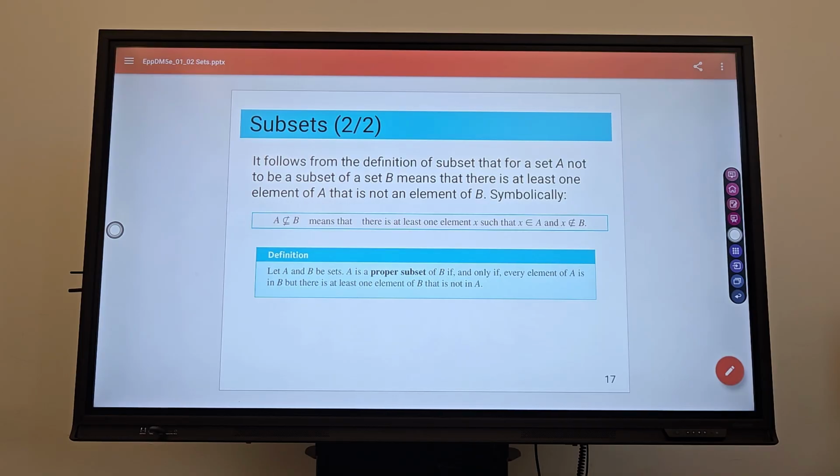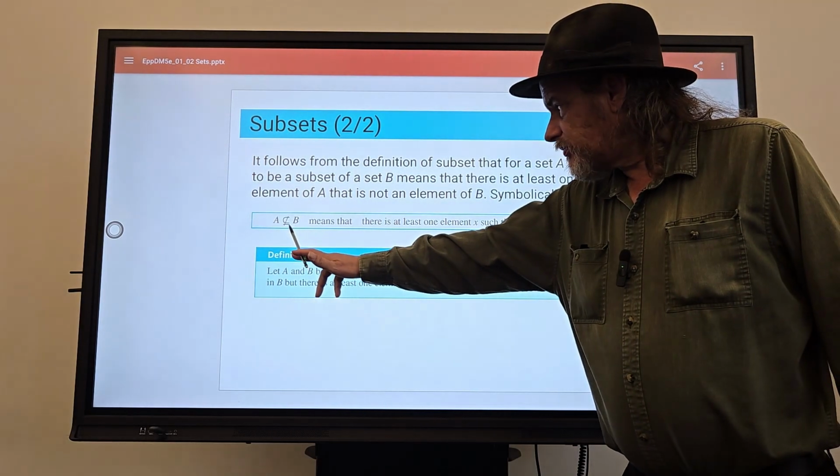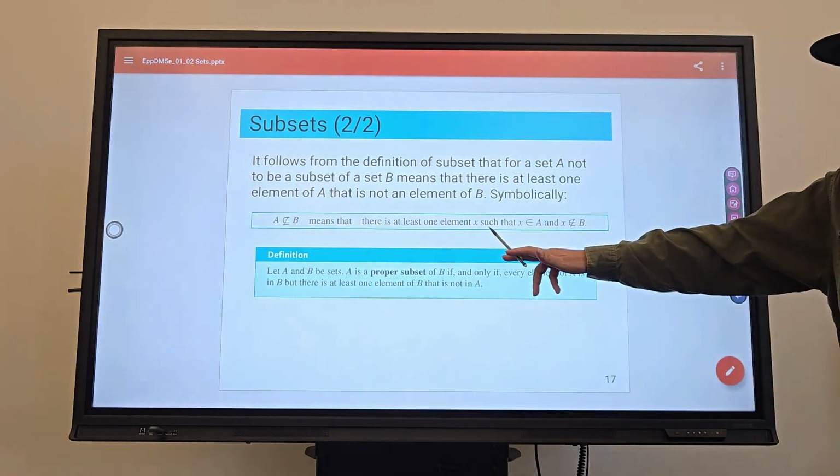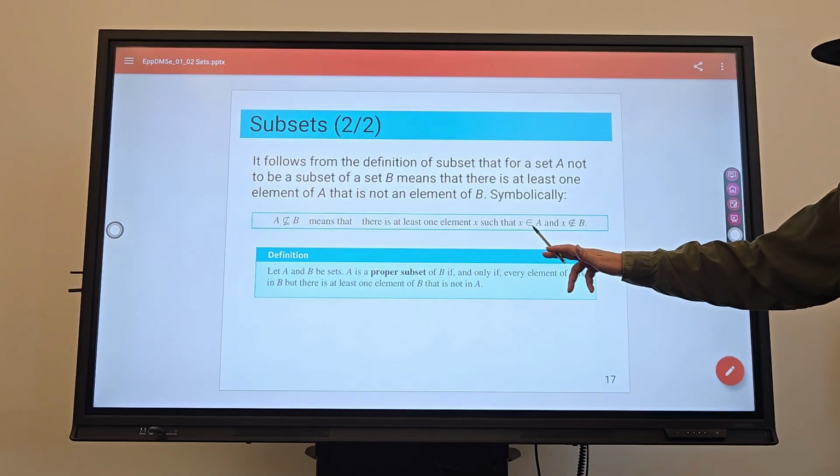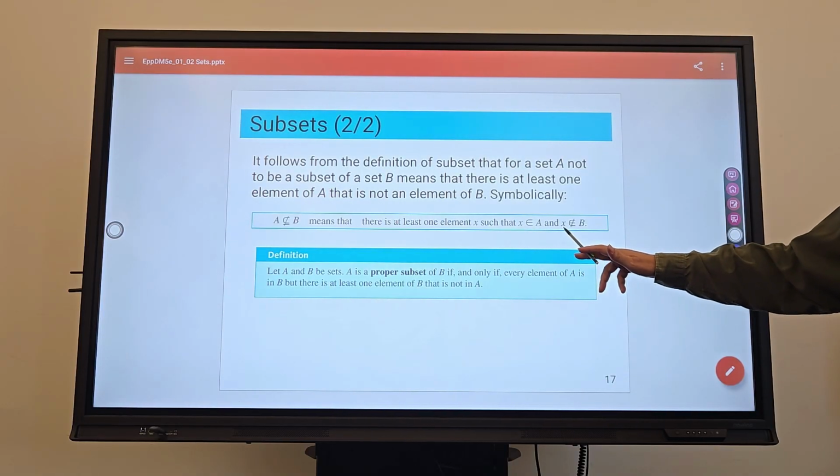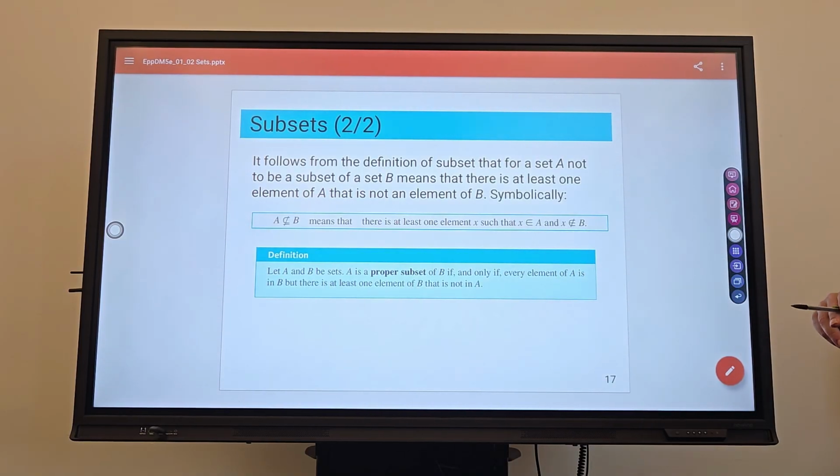It follows from the definition of a subset that for a set A not to be a subset of B means that there is at least one element of A that is not an element of B. So with the line through it, the not subset means that there is at least one element X such that X is an element of A and X is not an element of B.